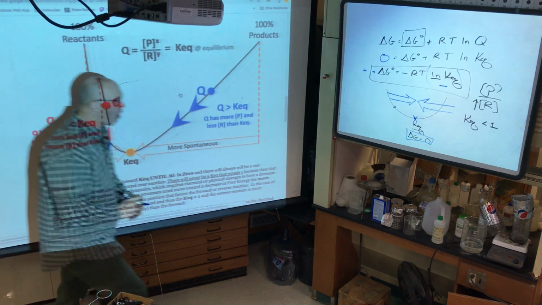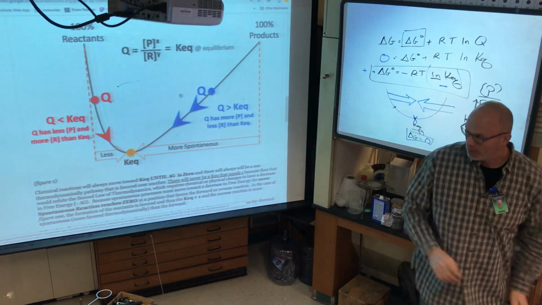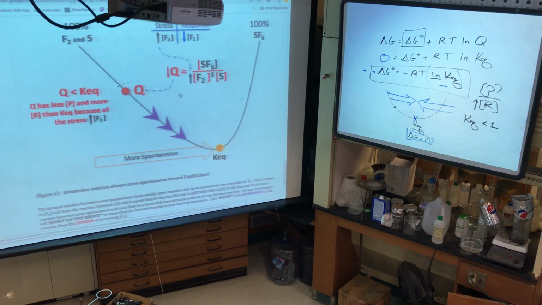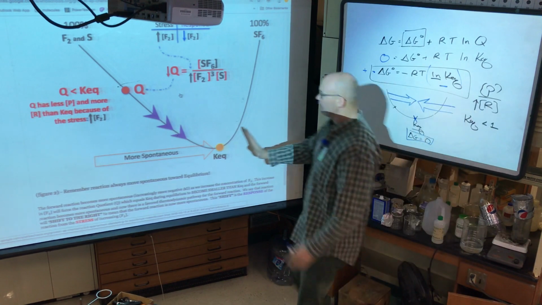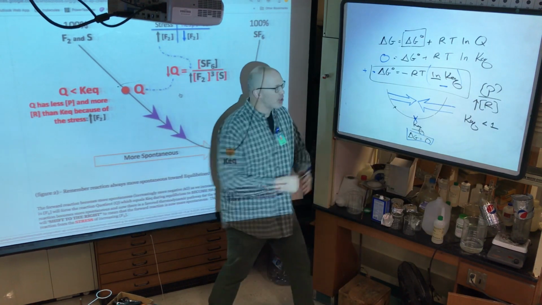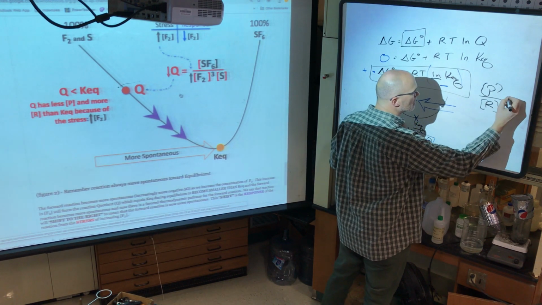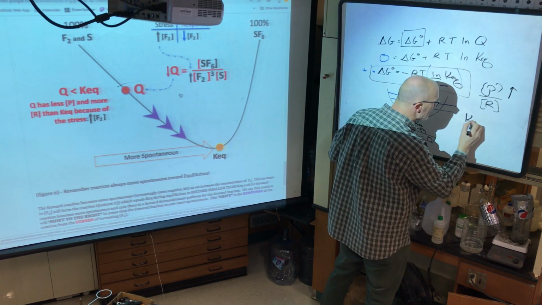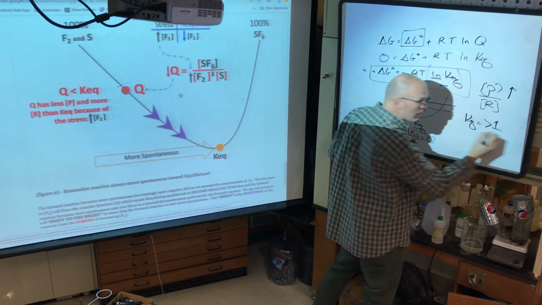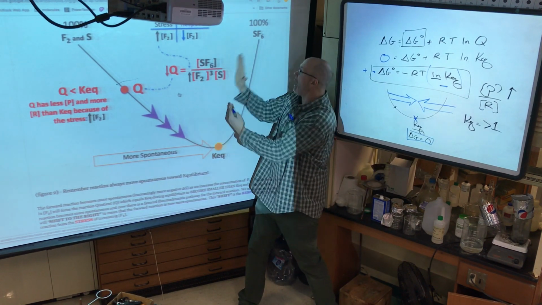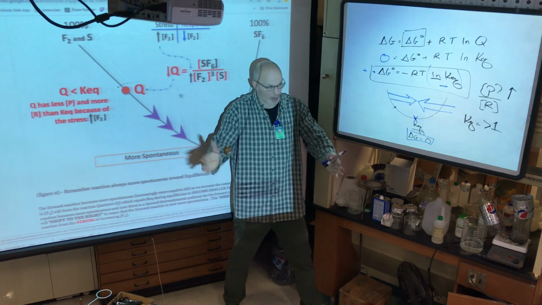If I have a large KQ, let's look at another U2 diagram. If I've got a large KQ, look where the position is now. Think about this. If I have a large KQ, that means who's bigger, products or reactants? Product. And therefore, KEQ is greater than 1, which means when we get to the equilibrium position, there's a heck of a lot more products than reactants, correct?